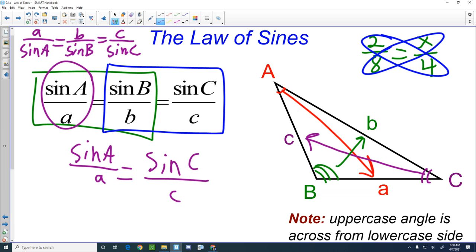So you might see some problems where it gives you it this way instead. It doesn't make a difference if you're flipping both sides of a fraction in an equation. It's going to be equivalent still, because ultimately when we cross multiply, it doesn't matter what was on top and what was on the bottom. We'd get the same thing.